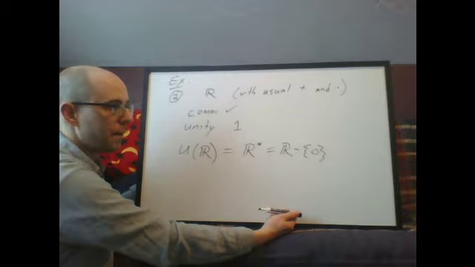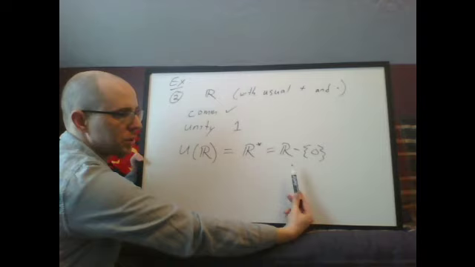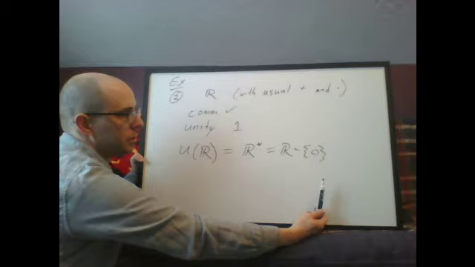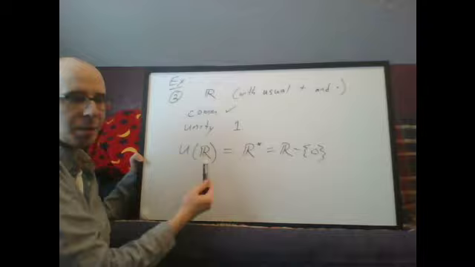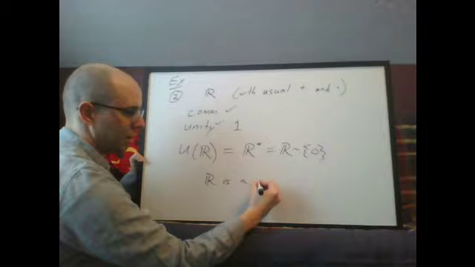So when we talk about the units of a ring, the set of units, the best we can hope for is everything except for 0. So the whole set minus 0. And so in this best case scenario, if we already have commutativity and the unity element, if we have the best case scenario for inverses, then it's called a field.